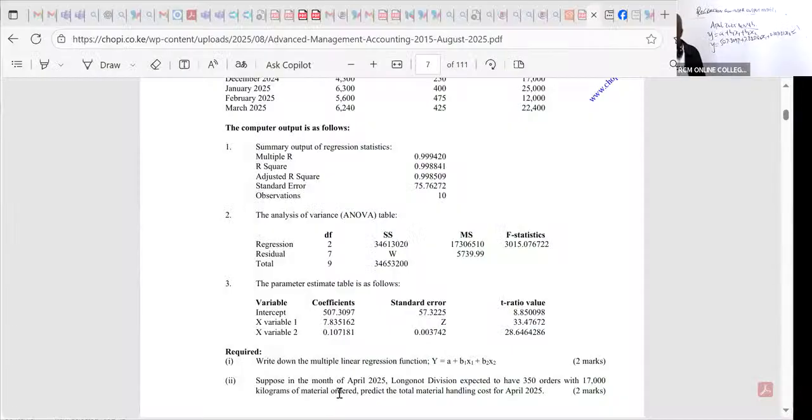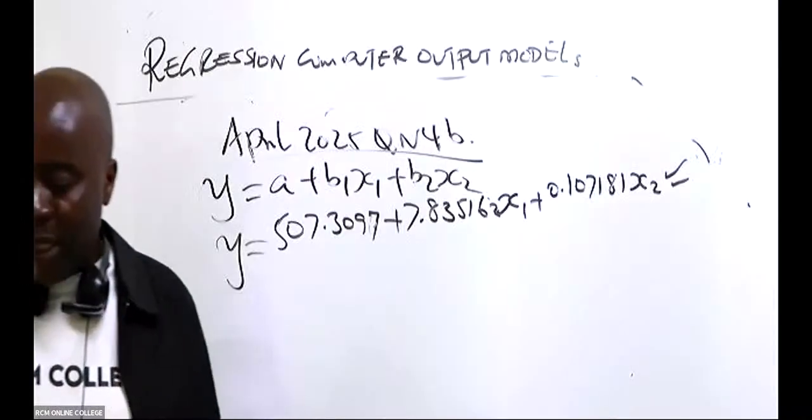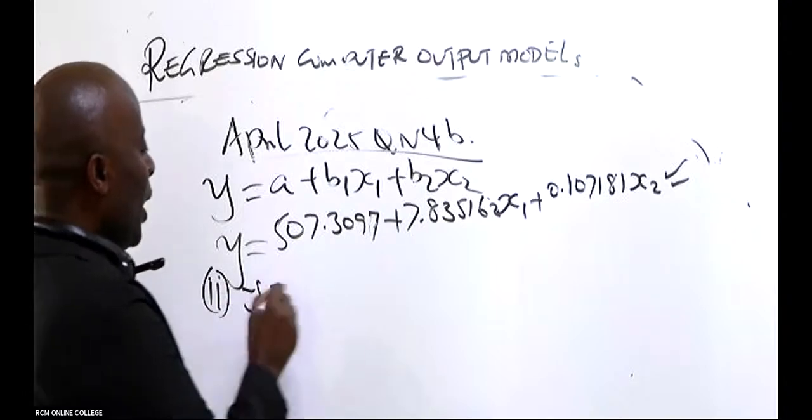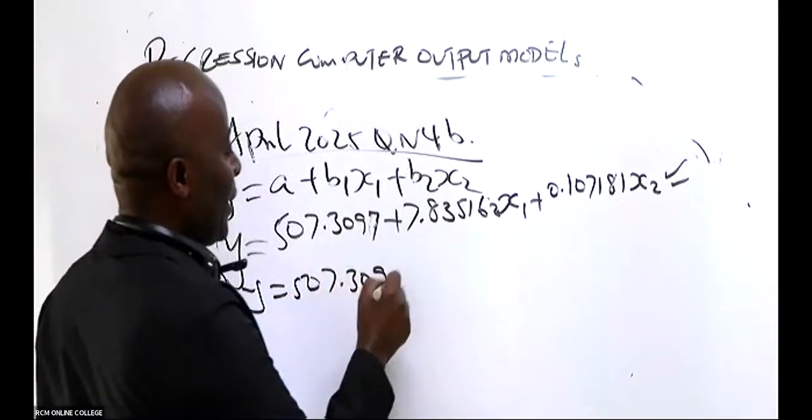So number 2, you can see here, suppose in the month of April 2025, the longer note division expects to have 350 orders. If you remember very well, orders were X1, so basically X1 is 350, and 17,000 kilograms of material, so that is X2. Predict the total material handling cost for April 2025. Very easy. Already I have a predicting model.